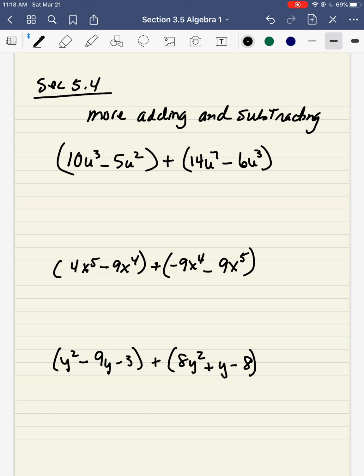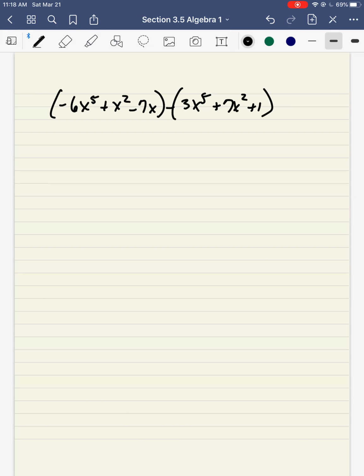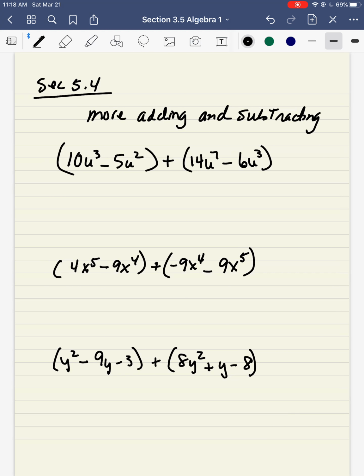Section 5.4 is more adding and subtracting. When you have a plus sign in between, you are not distributing a negative sign. You only distribute the negative sign, as in this last problem, with the negative sign in between the two sets of polynomials. So let's start here.